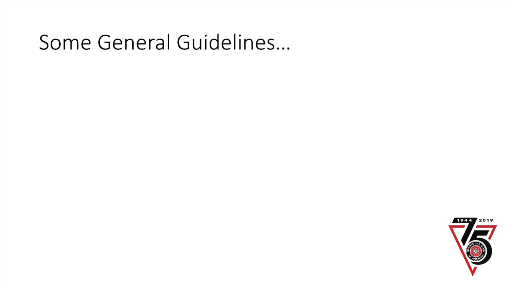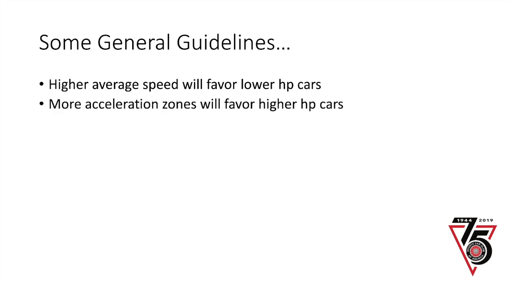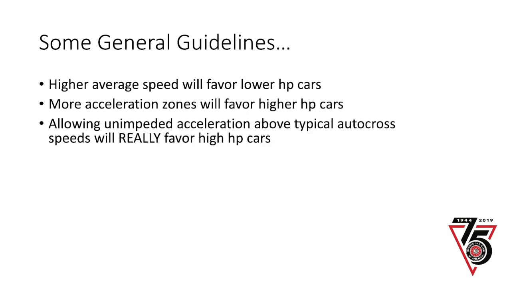As I said at the start of this presentation, there's no magic formula anyone can give you for a perfect autocross course design. Higher average speeds without exceedingly high top speeds will favor lower horsepower cars. More acceleration zones will favor higher horsepower cars. Allowing unimpeded acceleration at higher speeds will really help high horsepower cars.